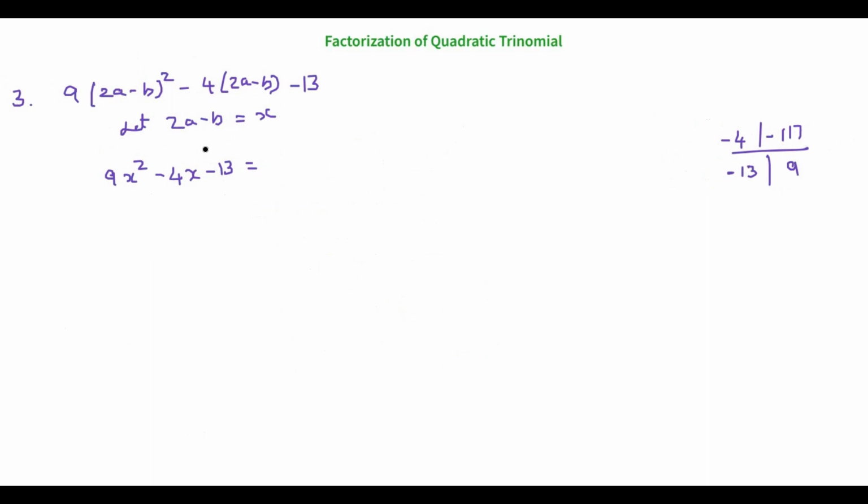Now let's continue factorizing the equation. The first term will remain as such, 9x square. The 4x will be written as minus 13x plus 9x, and minus 13 will remain as such. Now in these two, what is common? When we write it like this, it is a little tricky to solve.